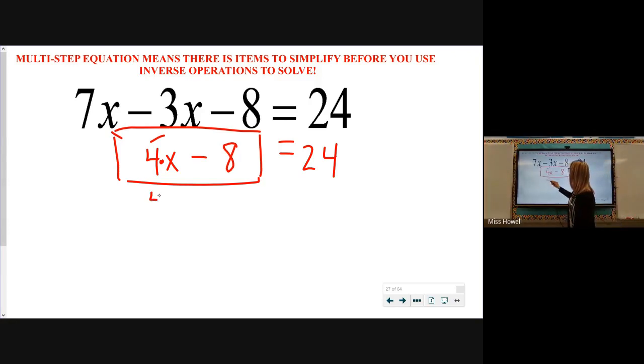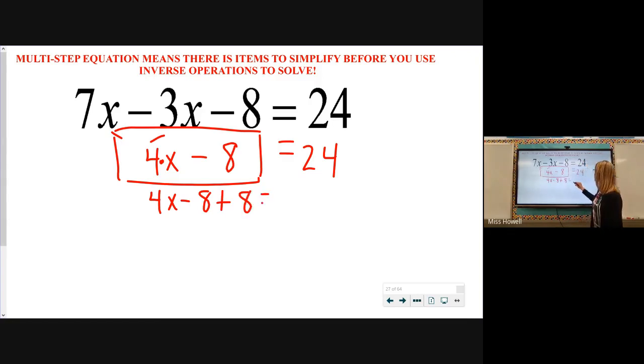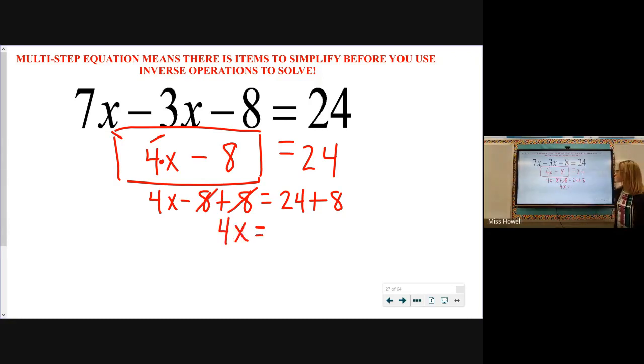So we need to get rid of the subtract 8 by adding 8 to both sides. Cancel on the one side, bring down our 4x, do our math on the other. So 24 plus 8 more would just give us a new total here of 32. All right, we're not done because x is not by itself yet on one side of the equal sign.